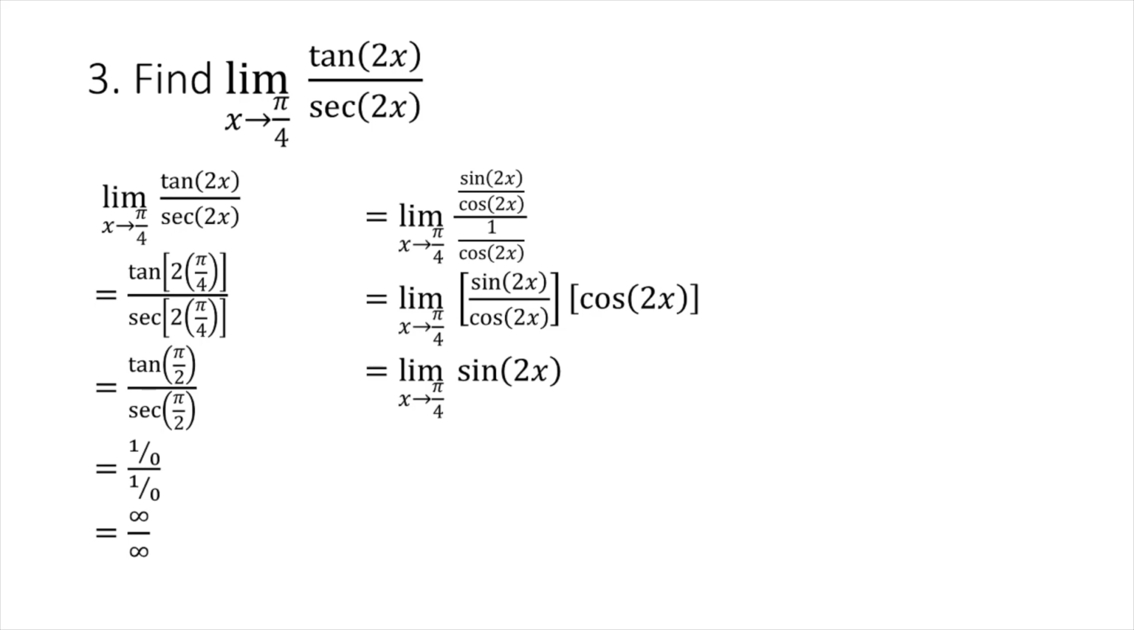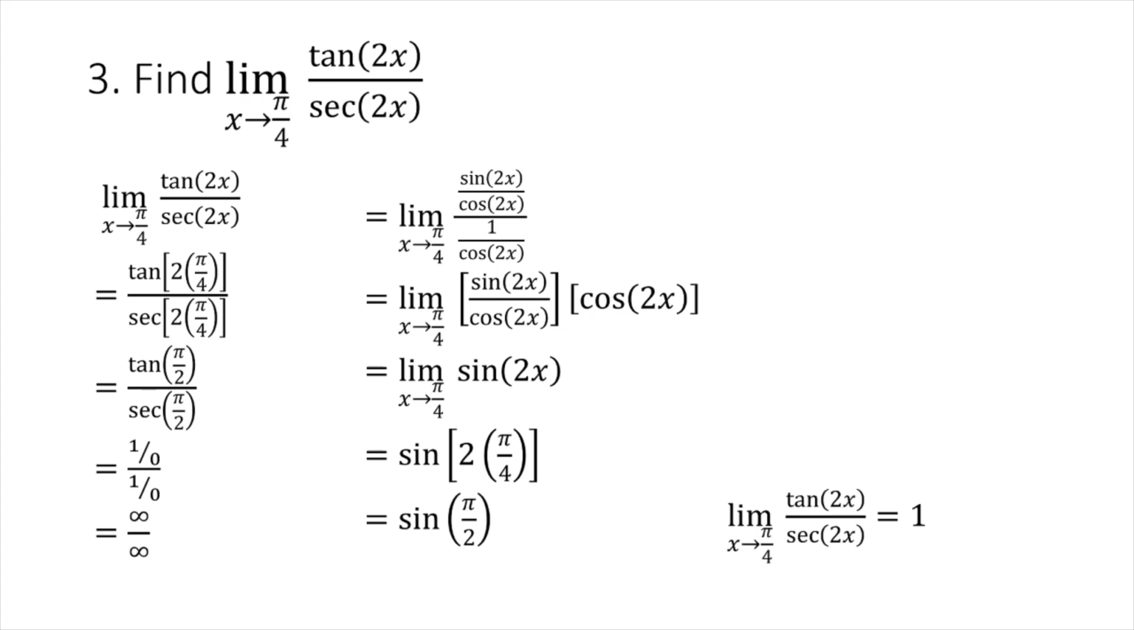Okay, and then we apply direct substitution. Sine of 2 pi over 4, that's sine of pi over 2. Sine of pi over 2 is 1, therefore the limit is 1.